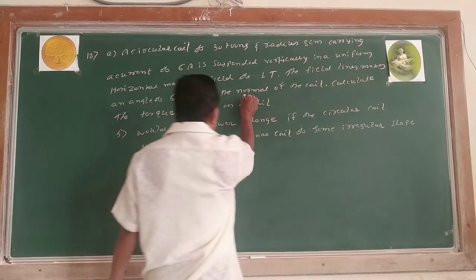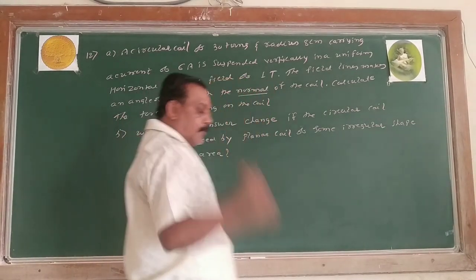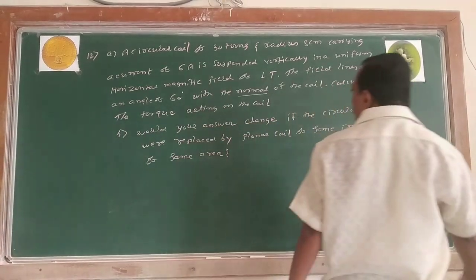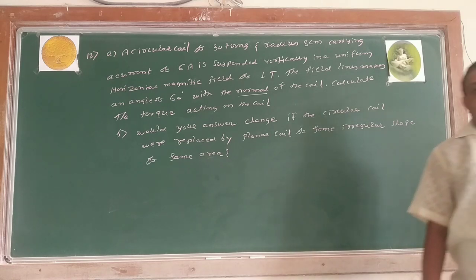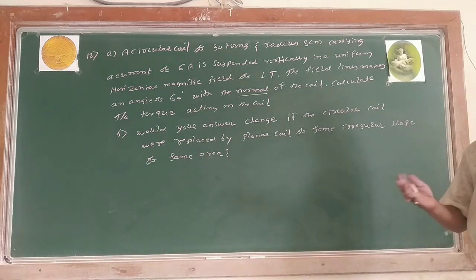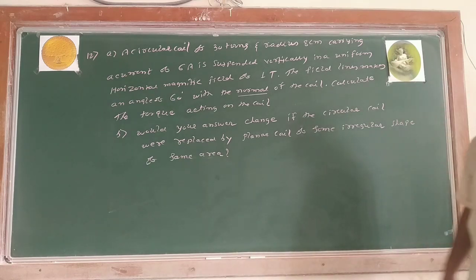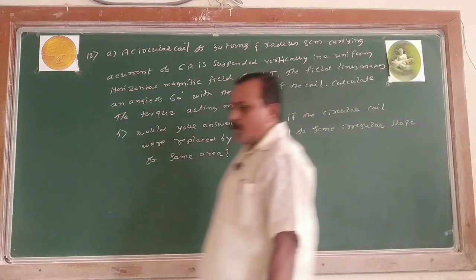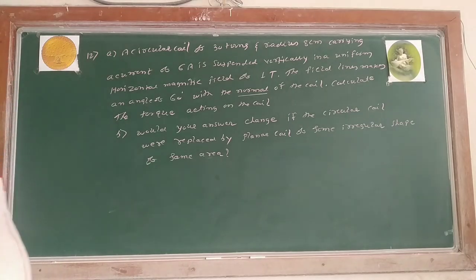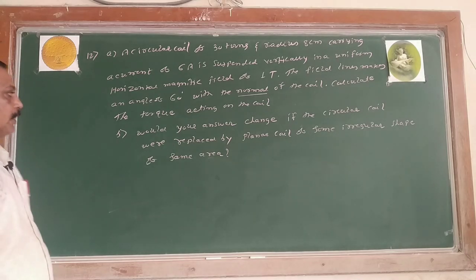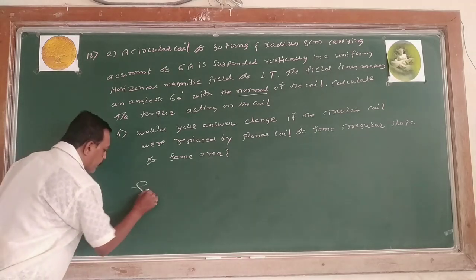He has directly given alpha. Calculate the torque acting on the coil. Counter torque means the torque created on the coil which prevents rotation; that is nothing but the opposite torque. Then, if the circular coil is replaced by a planar coil of some irregular shape of the same area, is there any change in the answer? We will see the solution. Given is not needed, everything is here.